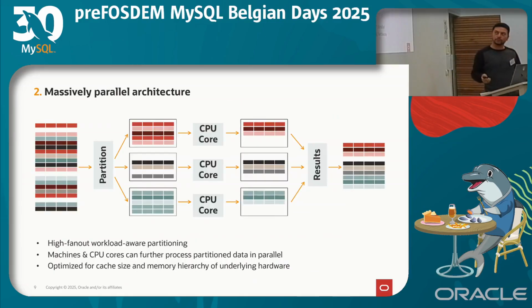Now, when it comes to massively parallel architecture, I briefly touched upon these concepts, right? You have the partitions, so each compute node can work on each of these partitions. And within each core, you can have these chunks, and chunks are assigned to cores, so they can work on those independently, without any synchronization. So this is one of the essential ideas of the RAPID architecture, basically high fan-out, workload-aware partitioning. And machines and CPU cores can do the work in parallel.